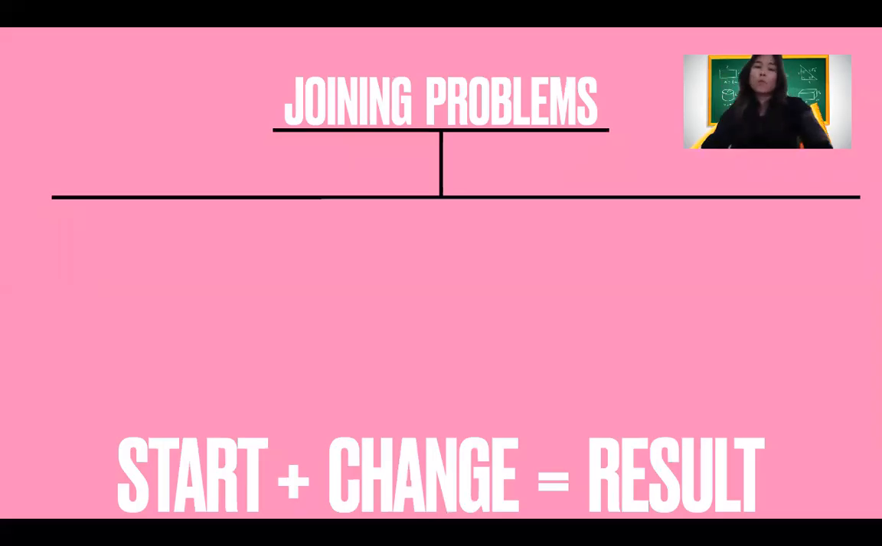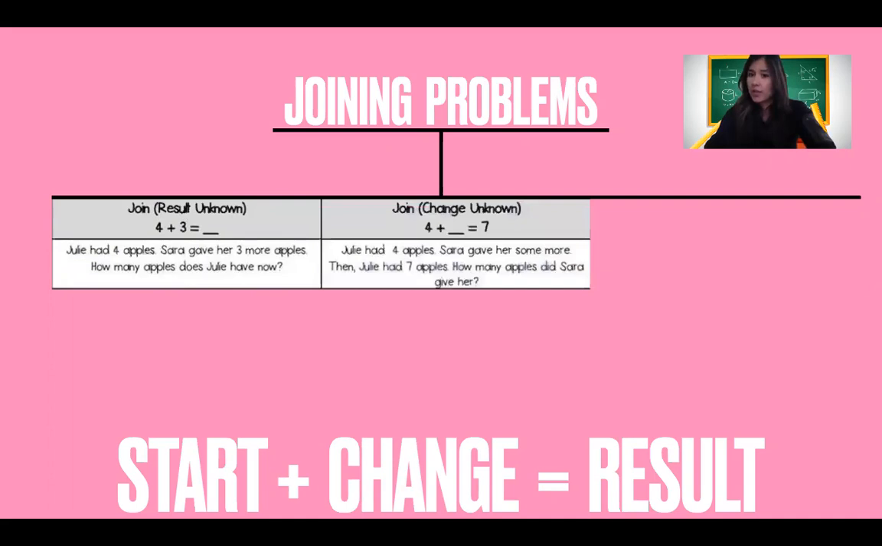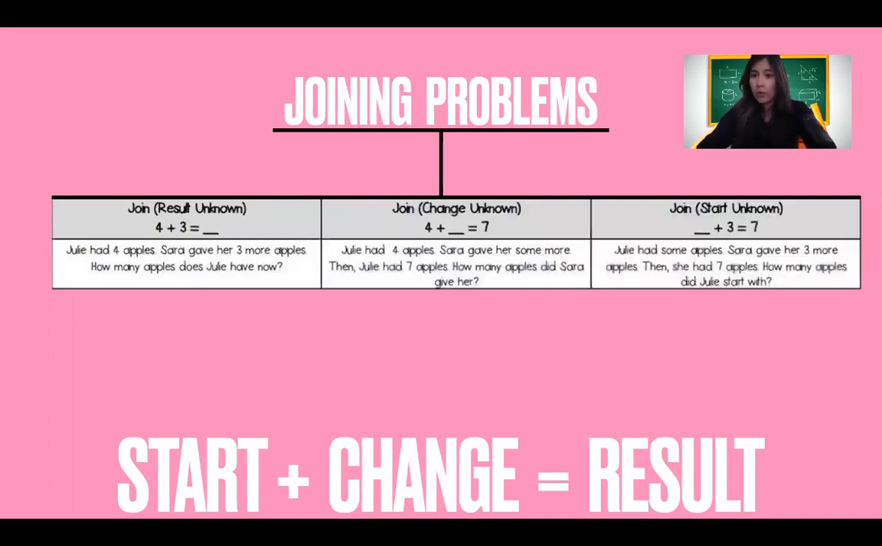So the three types of joining word problems that we have talked about are result unknown, change unknown, and start unknown. Now, if you remember, the formula for these word problems is you start with a certain amount, that amount changes, and because of the change, you have a new result, right? So in some of these word problems, maybe the word problem won't give you the start, but it'll give you the change and the result. Maybe it will not give you the change, but it will give you the start and the result. Or maybe it'll give you the start, the change, but not the result.